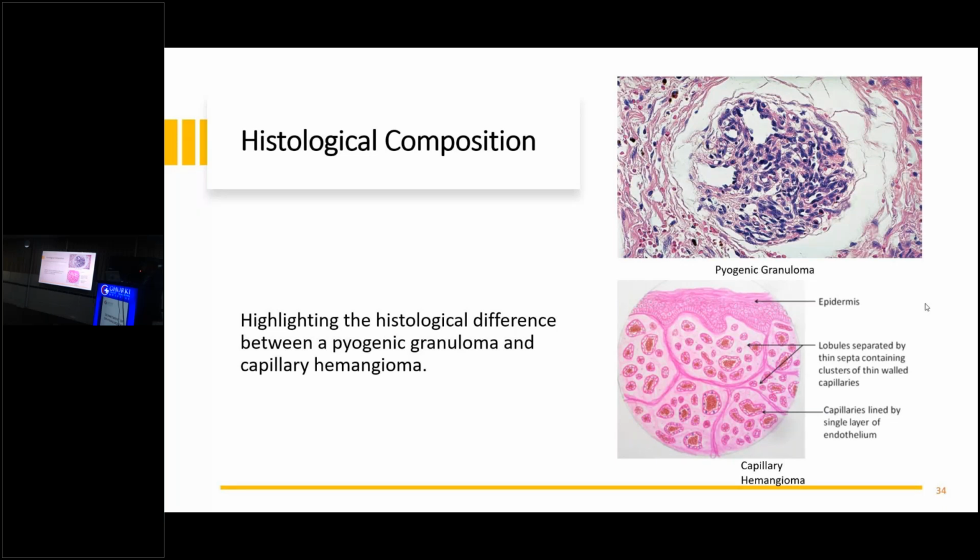Coming on to the capillary hemangioma, you can see epidermis and lobules that have been separated by thin septa containing clusters of thin-walled capillaries, as well as capillaries that are lined by a single layer of endothelium. This is all. Thank you.